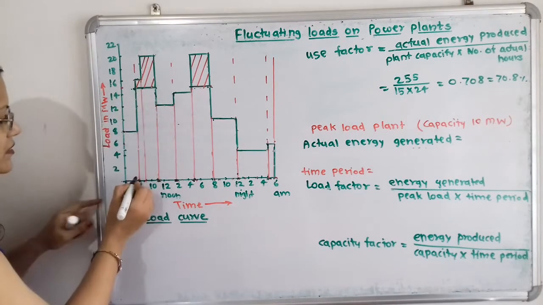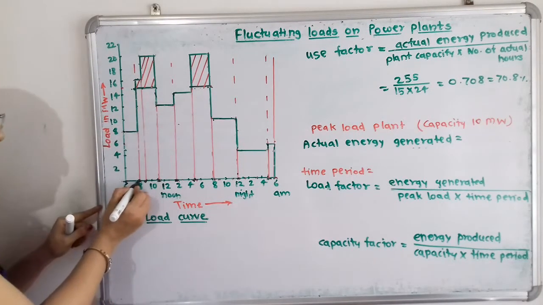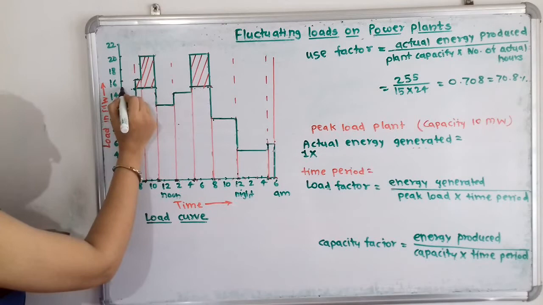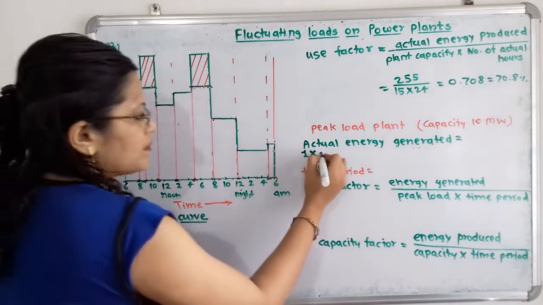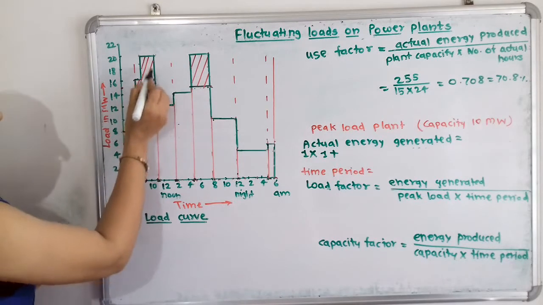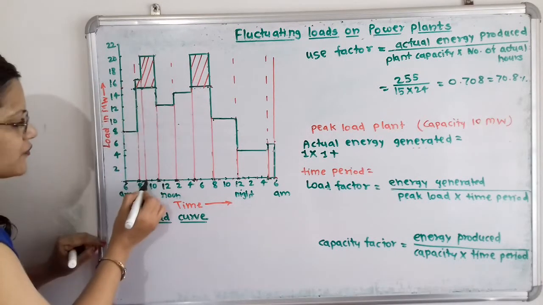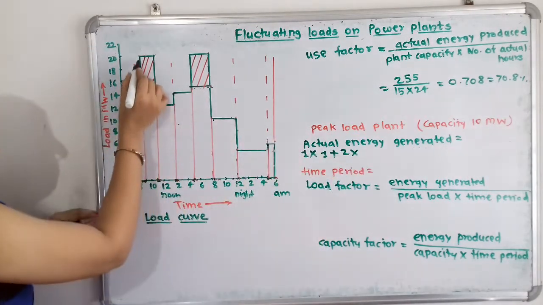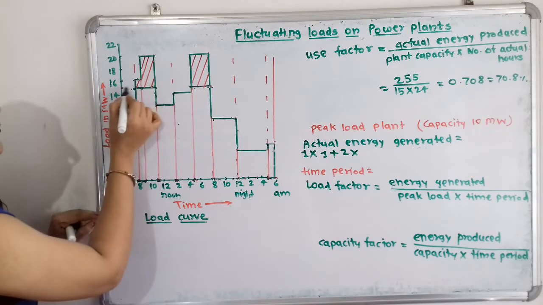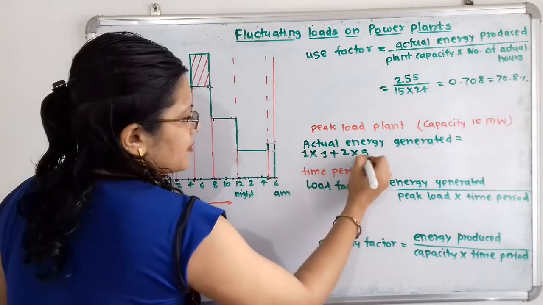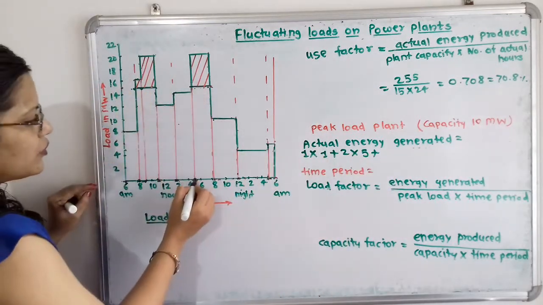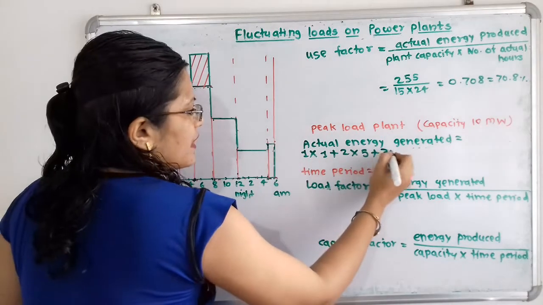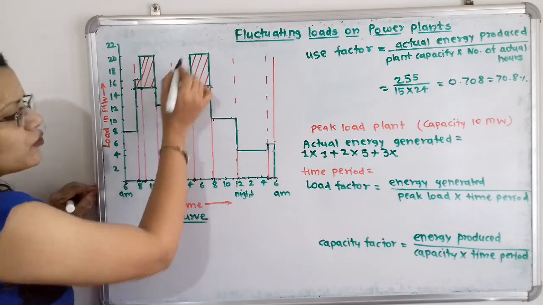This horizontal distance is nothing but 1 hour, 8 to 9. So I will write 1 multiplied by this vertical distance. This vertical distance is 15 to 16 megawatt, that is also 1 megawatt. Plus we will add the second area. The second area is for 9 to 11, that is 2 hours, multiplied by the vertical length from 15 to 20, that is 5. Plus the next: from 5 to 8, number of hours is 3, and for this vertical line from 15 to 20, that is 5.